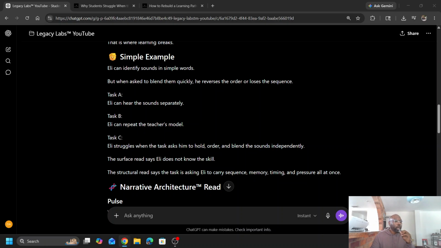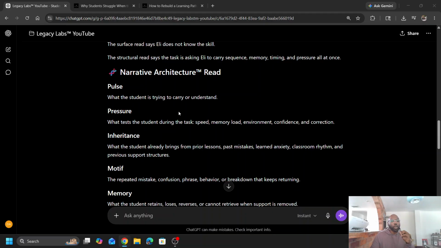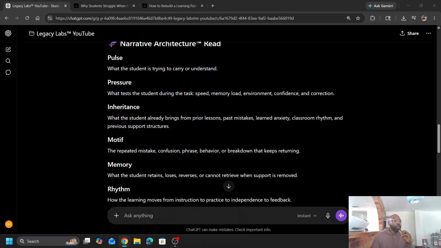So the learning pathway needs to be rebuilt around sequence, rhythm, and memory support. From a narrative architecture view, we start with the pulse. The pulse is what the student is trying to carry. In Eli's case, the pulse is not just say the word correctly. The deeper skill is hold the parts in order long enough to create meaning. That is what the task is really asking him to do.